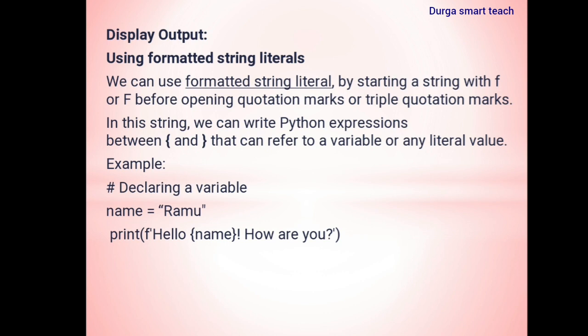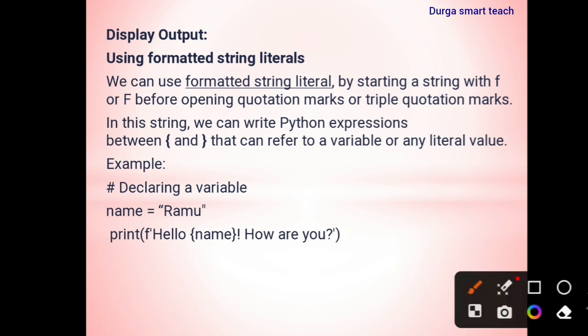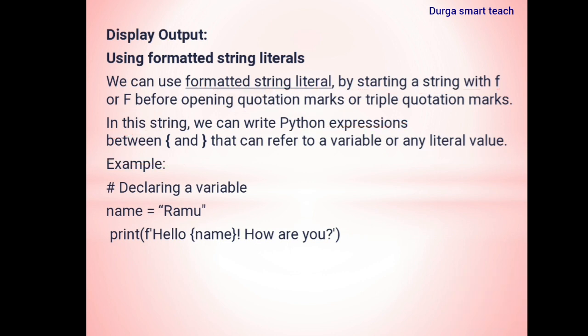Next, if you want to display the value of anything, see this. You can use formatted string literal by starting a string with f, small f or capital F, before the opening quotation marks. In this string we can write a Python expression between curly braces and can refer to a variable or any literal value. See this example for a clear explanation.